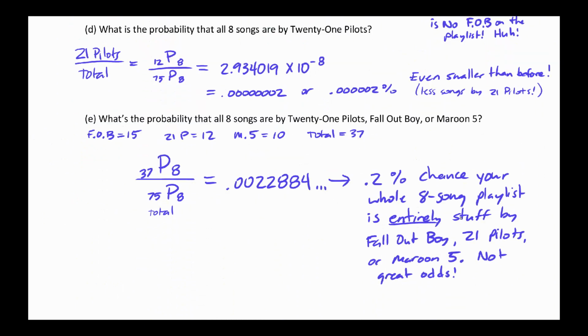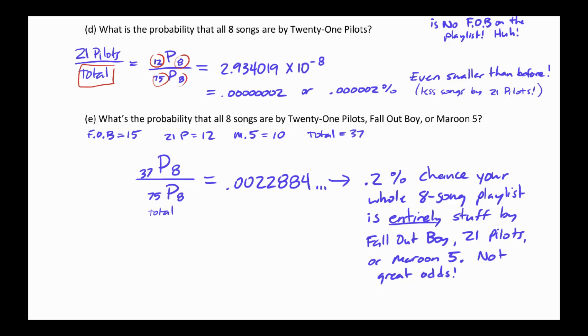Part D, what is the probability that all 8 songs are by 21 Pilots? Similar to what we did earlier with Fall Out Boy. How many songs were by 21 Pilots? Well, there are 12 of them. So out of those 12, I'm choosing 8 for this playlist. I need to divide this by the total, which is 75, and picking 8. If I do this on my calculator, I get 2.934 times 10 to the negative 8. So that's 7 zeros in front of a 2.